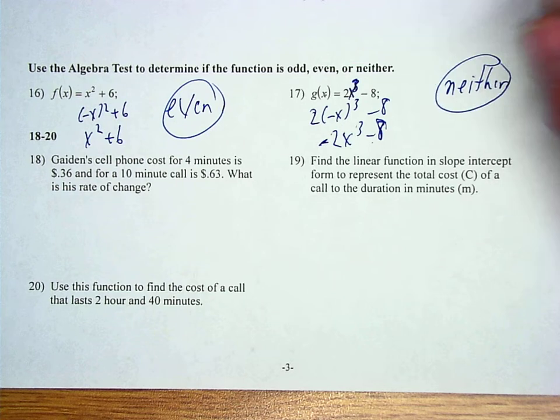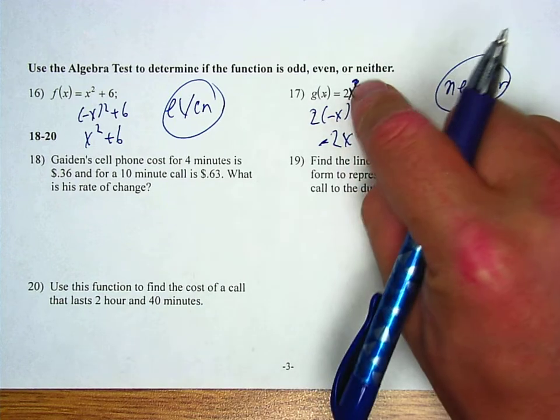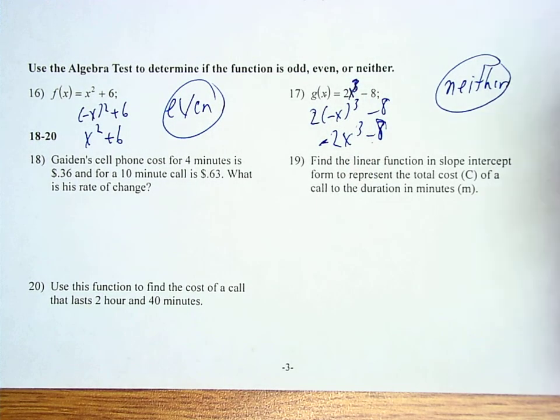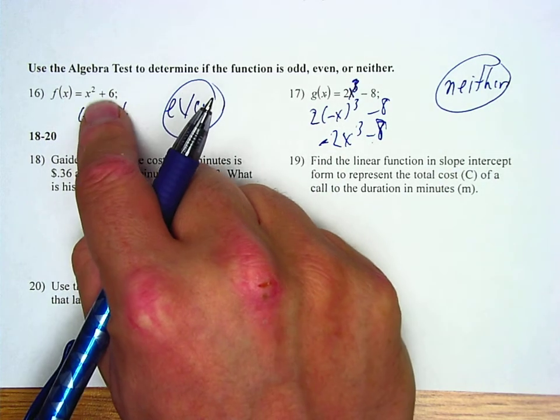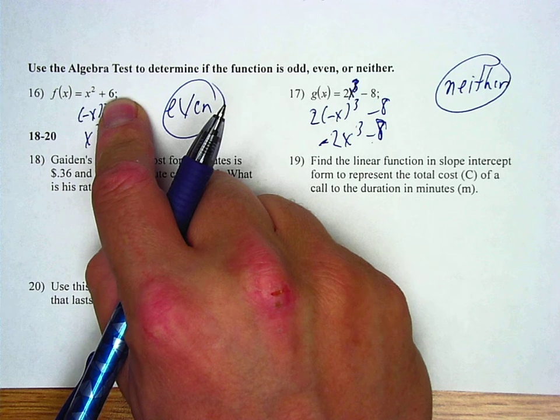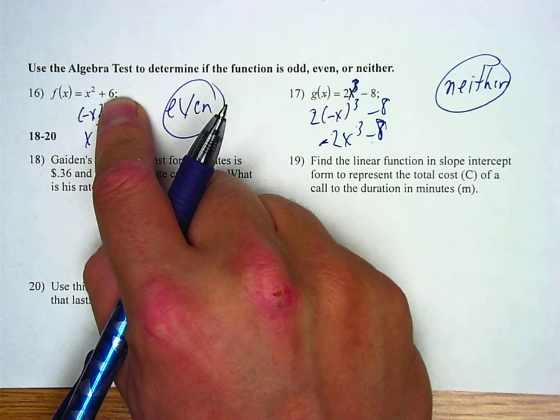So for odd functions, it has to be the opposite signs for all the terms, and you put in negative x. In other words, the exponents all have to be odd: 3, 1, 5, 7, 9. For even, they all have to be even exponents: 2, 4, 6, 8, and in this case, constants, which are x to the zeros. Zero is an even number.